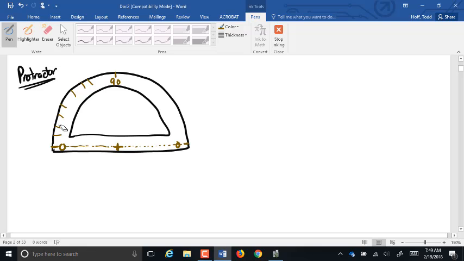And I suck at drawing these lines, so we'll try it one more time. We're going to call that close enough.